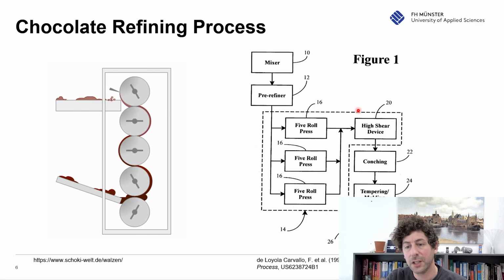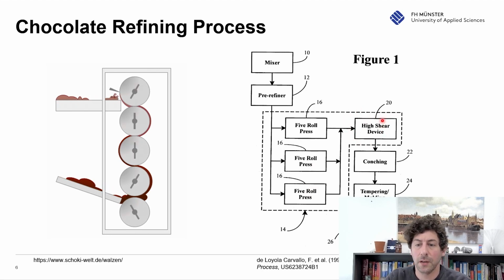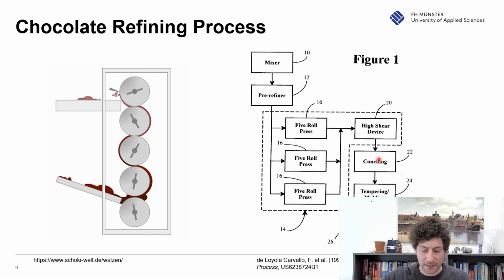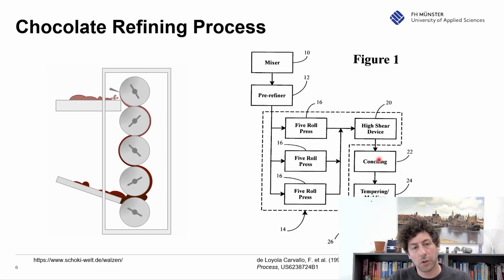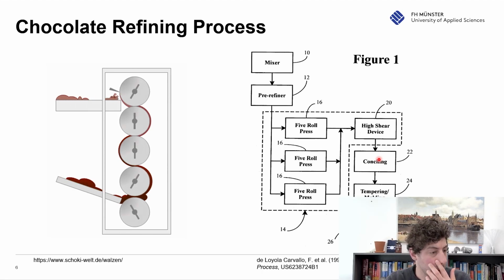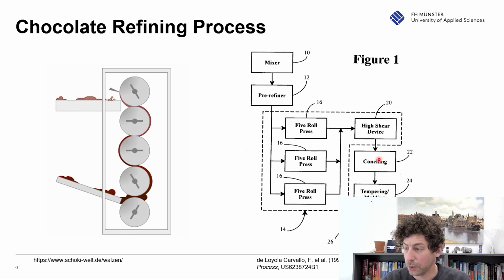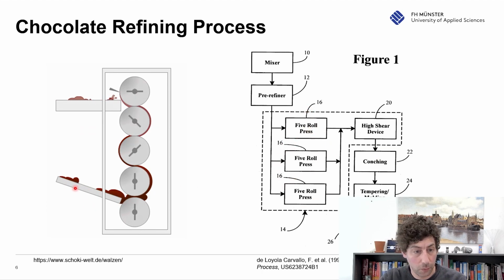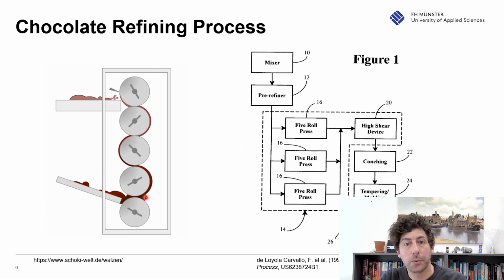Then we have this so-called high shear device, and this is an add-on of this patent. And then an important step is called conching, and in conching you again press and mix the chocolate with the cacao butter, so the fatty part. And you do this for 12 to 24 hours under a certain temperature, and then you have your final chocolate. So what you have to do is set the correct particle size for your cacao powder to have the perfect properties the consumer wants.